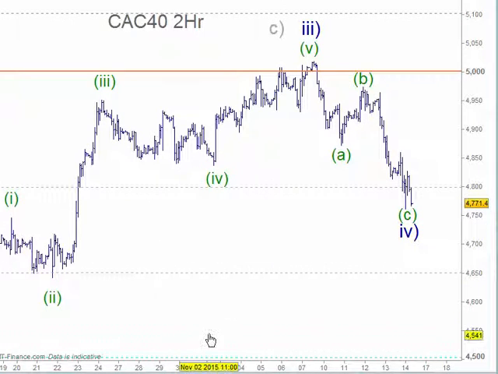So when we come to, say, the French market, for example, it's the same as the DAX. We've got the A, the B, and then a nice 5 waves down here.